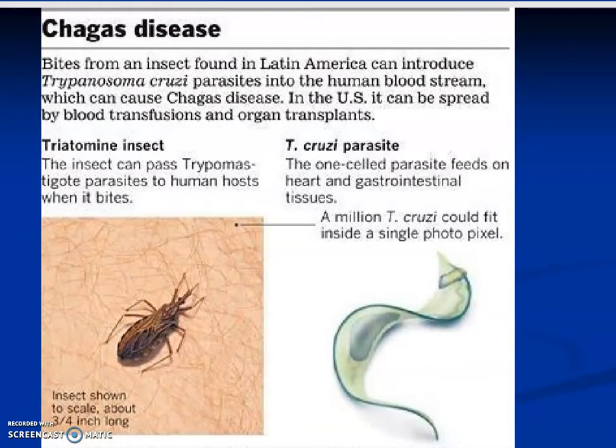And here would be more information about this. So Trypanosoma cruzi, what this thing looks like. It's a one-cell parasite, and here would be the kissing bug, again, 3/4 of an inch long, so about 2 centimeters in length. This thing is fairly large. I'm not sure how you would not feel this thing landing on your lips and trying to bite you, but I guess that's what can happen.